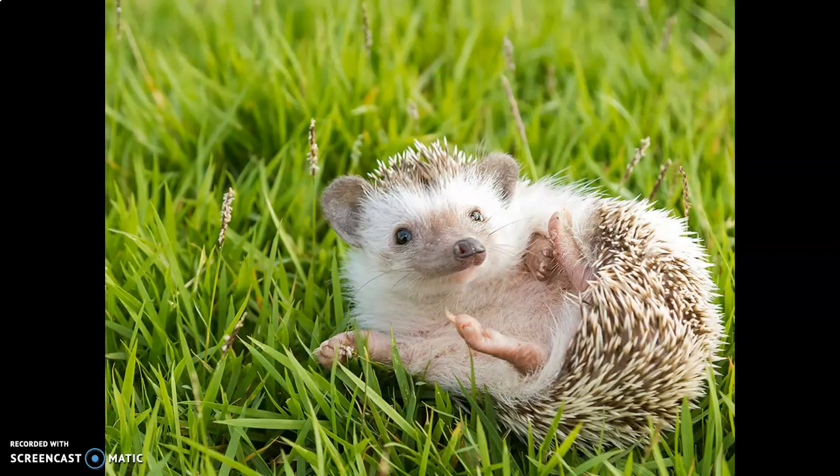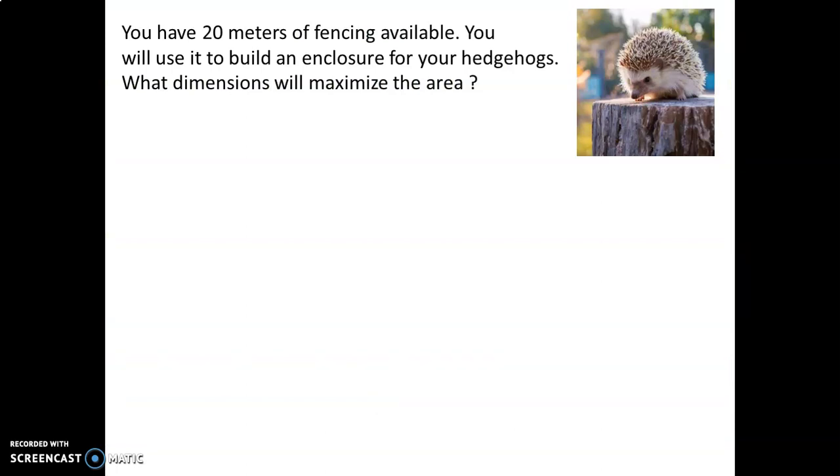Okay, so now let's go back to our friendly hedgehog, and I have a problem here for you. Please read the problem, and without any guidance, let's give it a try. Let's see if you can find the maximum area of this enclosure. And now let's check our work.